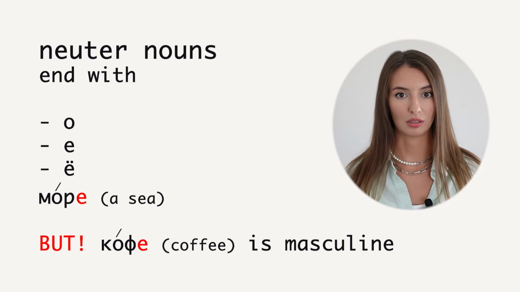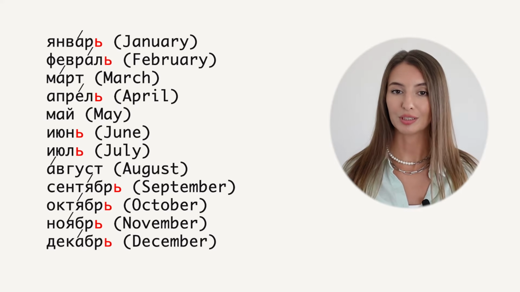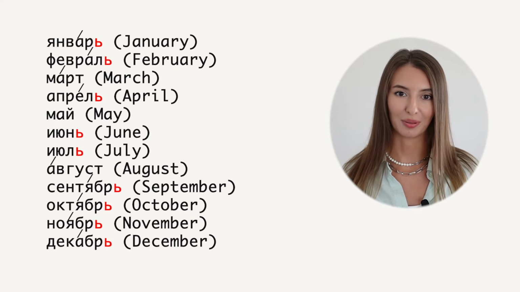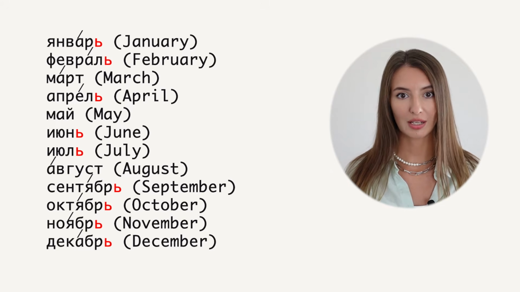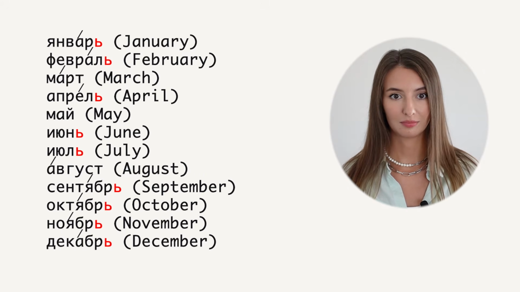Coffee is masculine. As you might have noticed, nouns which end with a soft sign can be either masculine or feminine. You need to remember the gender when you are learning new words, or you need to check the gender in the dictionary. But still, some logic can be recognized here. For example, all the months of the year which end with a soft sign are masculine.